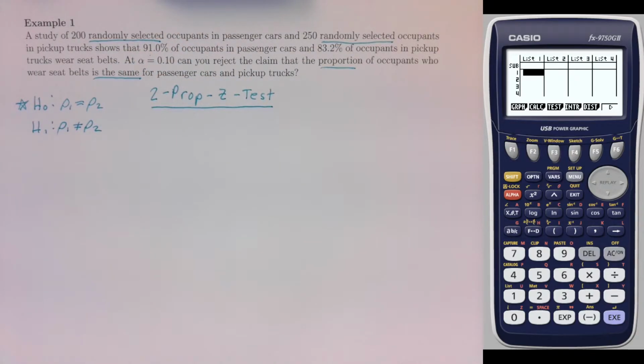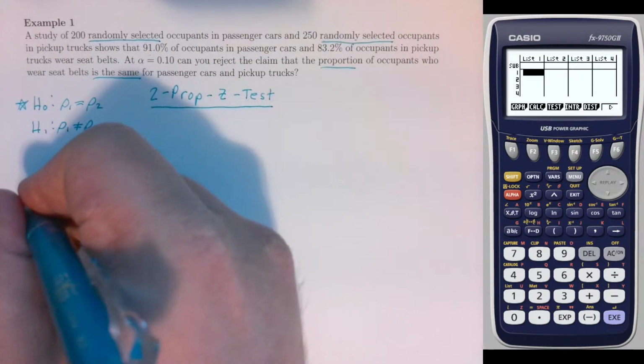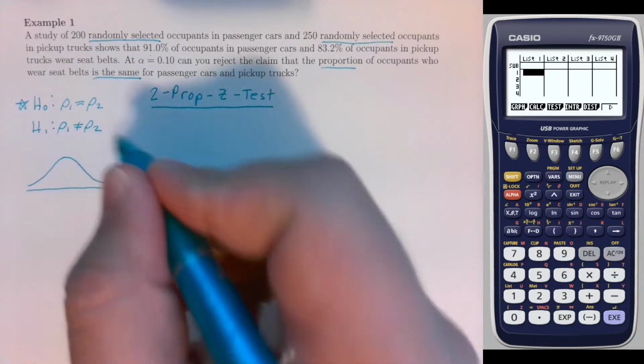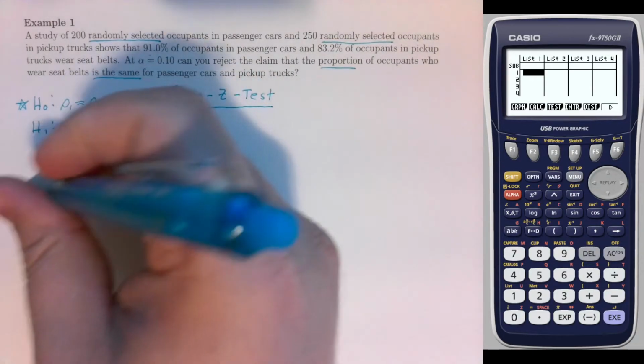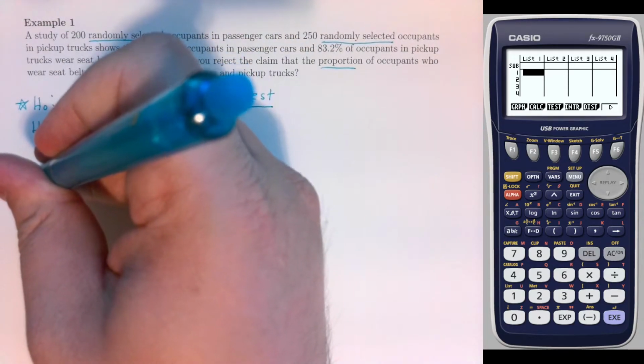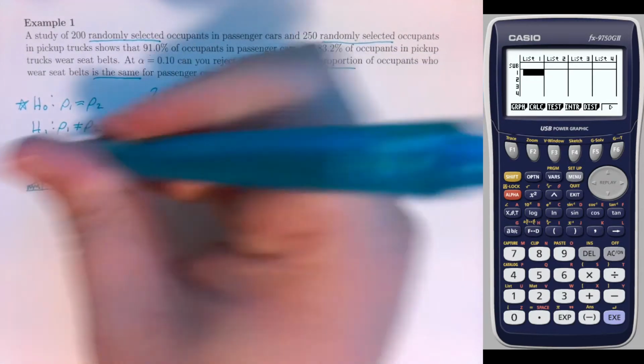Next step is to draw a picture. Since this is a proportion z-test, it's a normal distribution. And because the alternative is not equal to, it's a two-tailed test. And the area in each tail is 0.05.